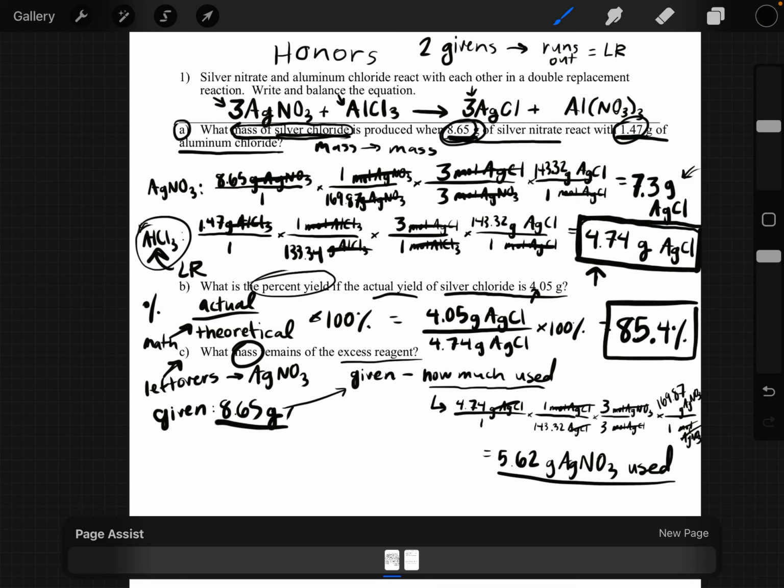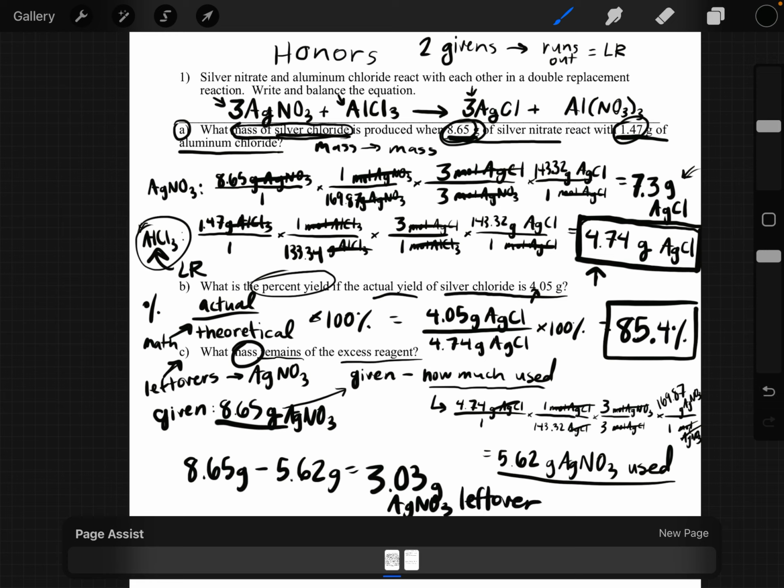This is how much we started with. They literally told us in our problem that's how much we started with. Now it's asking for how much is left over. So you would say, okay, well, how much did we start with minus how much we used? And when I put that into my lovely calculator, I end up getting 3.03 grams of AgNO3 left over.